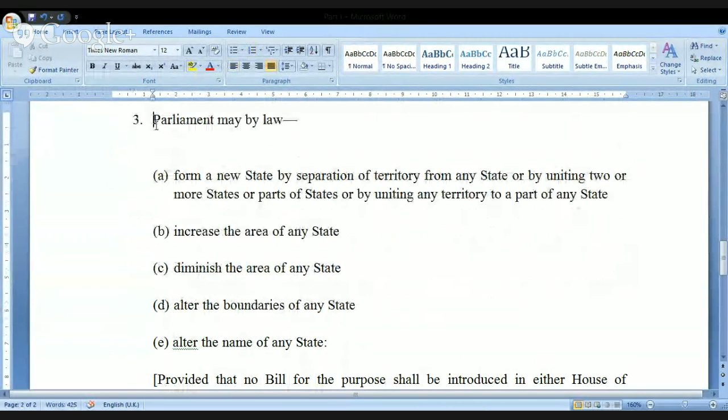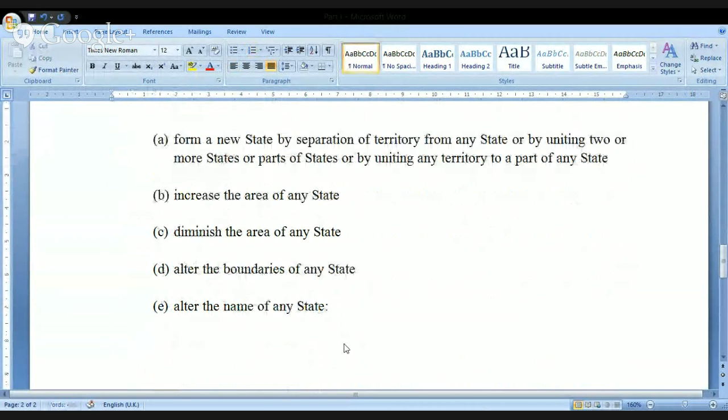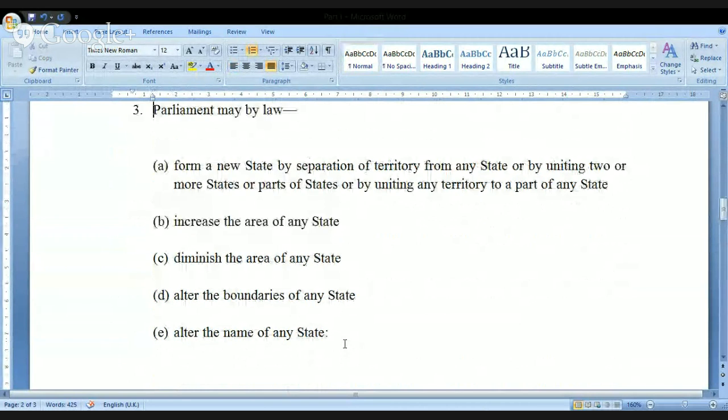Again, you have come across this: the Parliament may by law. What is the meaning of this? Look at this one. Just now I told you what is the meaning of Parliament may by law.